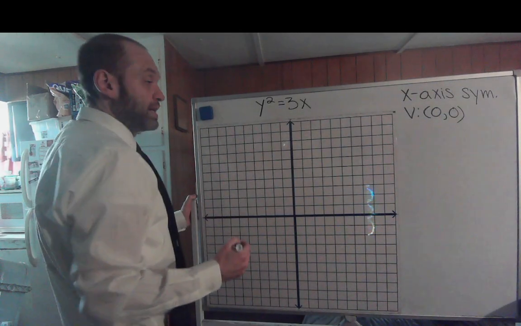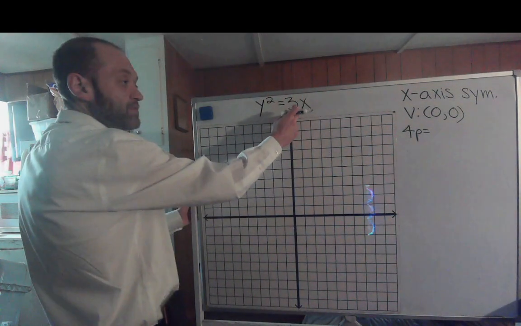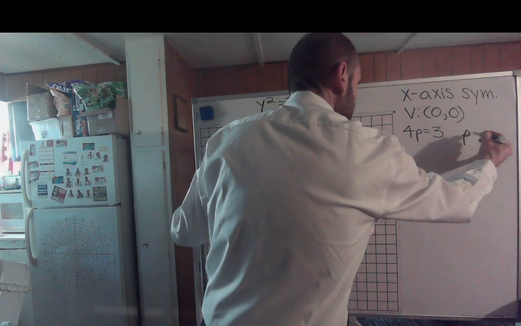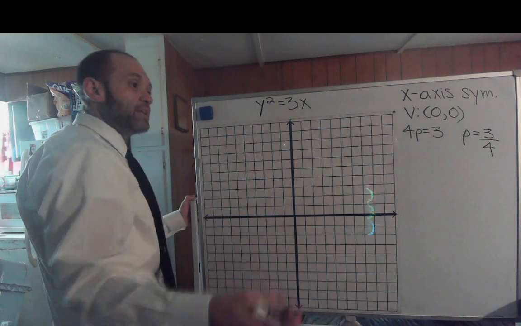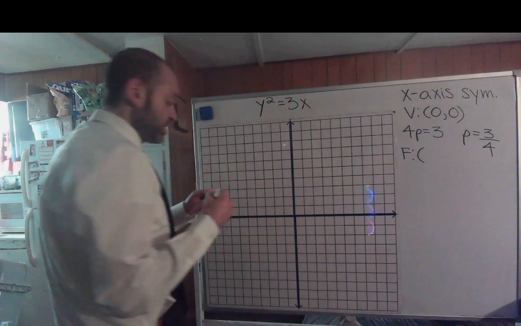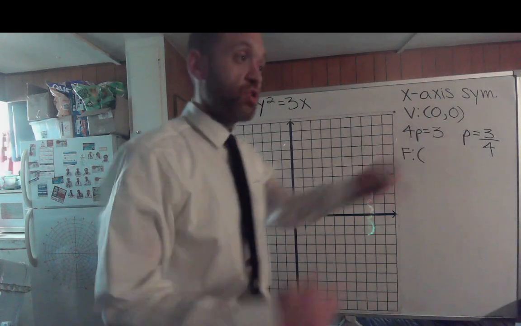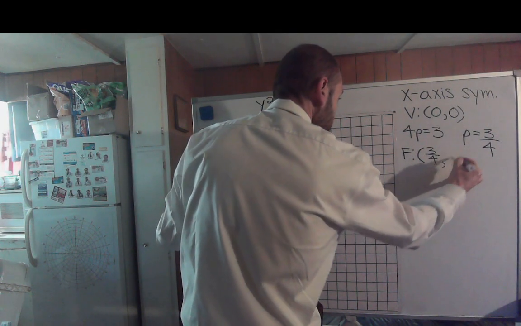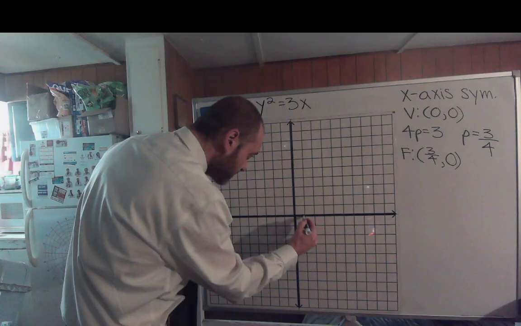Now, next thing we need to do is solve for 4p. That 4p equals the coefficient on my x variable, the linear variable. So 4p equals 3. So that means p is going to equal 3/4. Now that I've solved for p, I can find the focus and the directrix. So the focus, since it's x-axis symmetry, I'm going to affect my x-coordinate. So I take that p of 3/4, add it to my x-coordinate of 0, I'll get my focus then at 3/4, 0. Which is going to be right about there. So there's my focus at 3/4, 0.